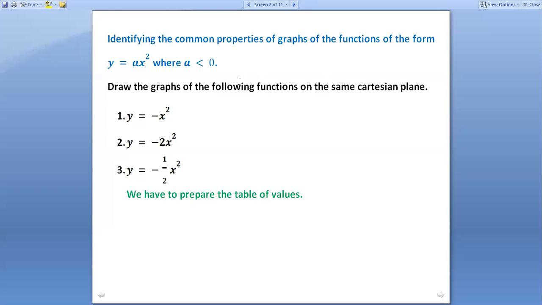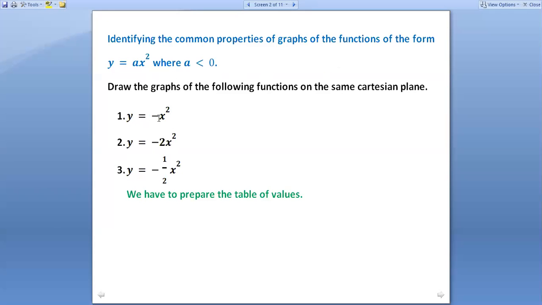Today we are going to identify the common properties of graphs of the functions of the form y equals ax squared, where a is a negative number. In the previous lesson, we learned the common properties of graphs of the functions of the form y equals ax squared, where a is a positive number.